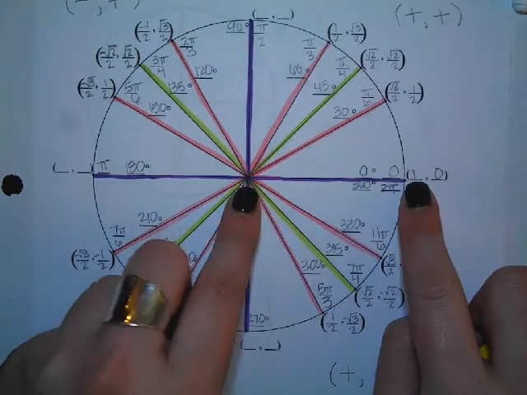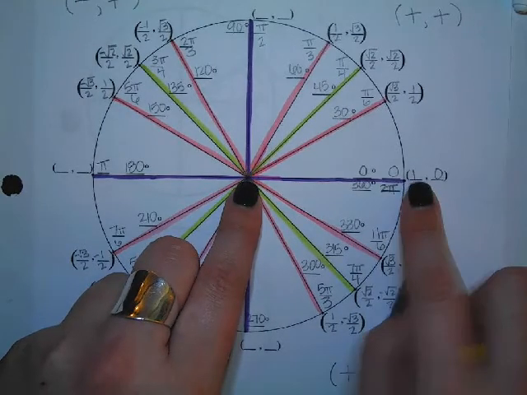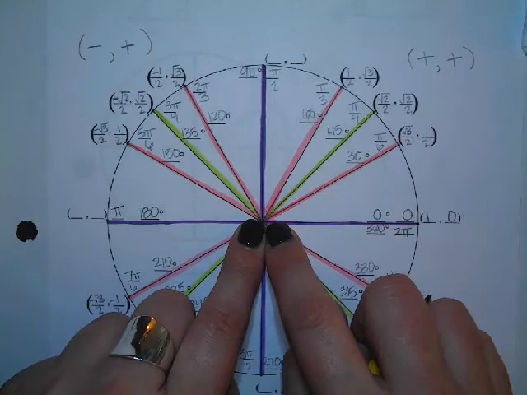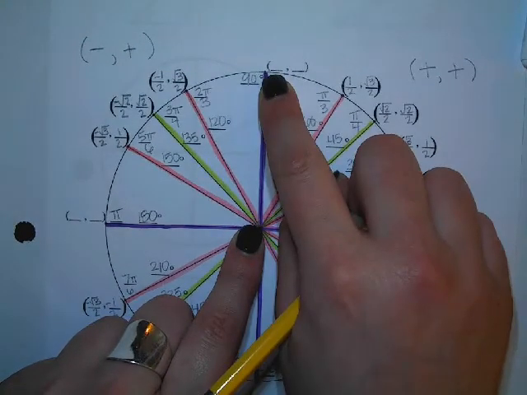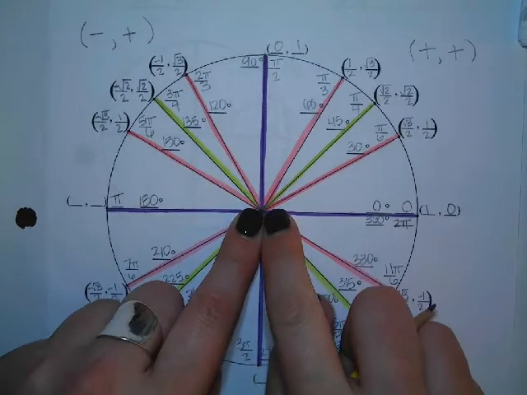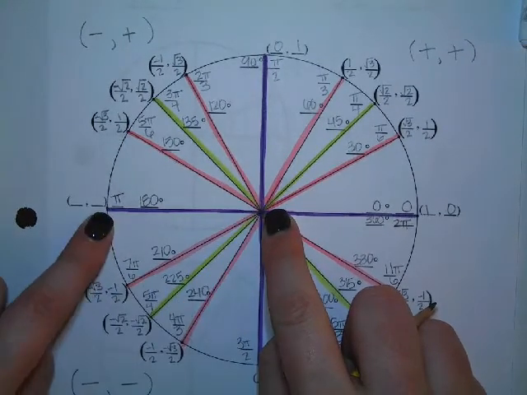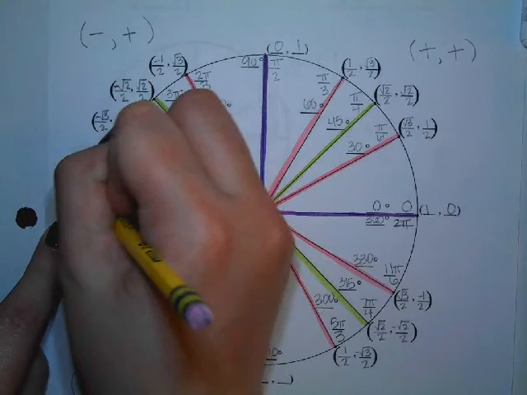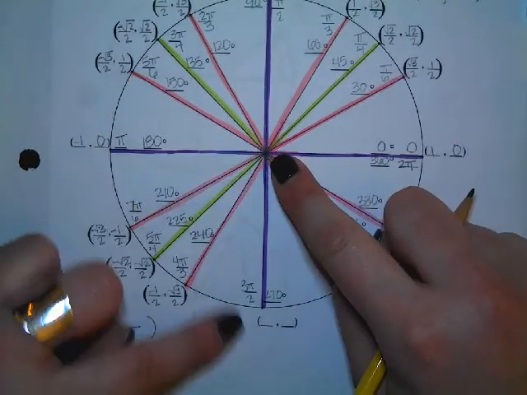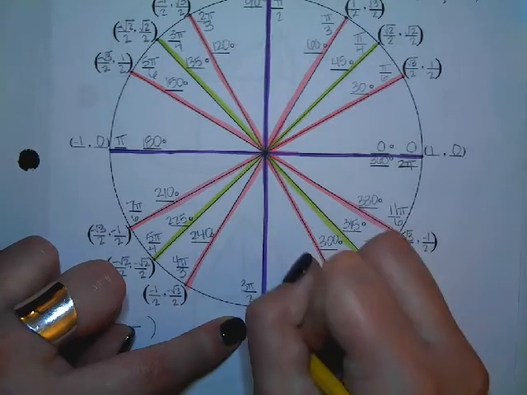So we start in the middle at 0, 0. And we go to the right a length of 1. We get 1, 0. Okay. So start at 0, 0. We go up 1. 0, 1. Start at 0. Go left 1. Start at 0. Go down 1. All right.